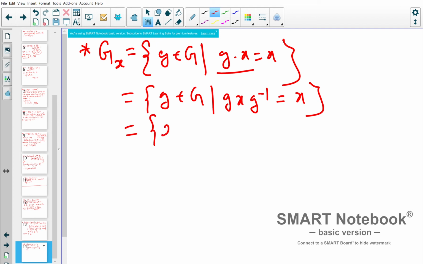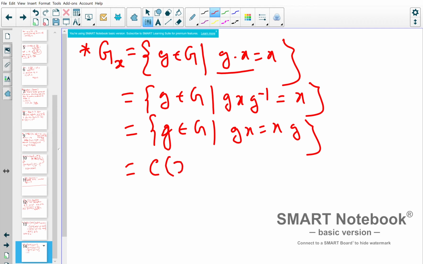Now what does that mean? That means all those g belonging to G which commute with x, right? g x equal to x g. It has also a very nice name. It is called the centralizer of x. Okay, this is also a subgroup of G, we know that. So the stabilizer becomes the centralizer, and the fixed set of G under the action becomes the center under the conjugation operation, right?